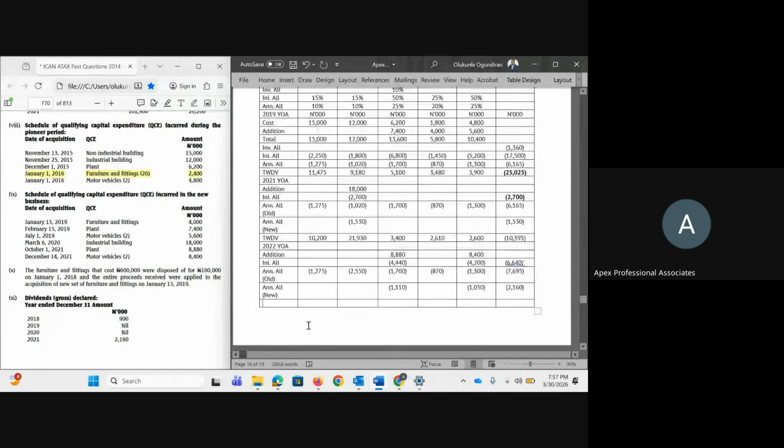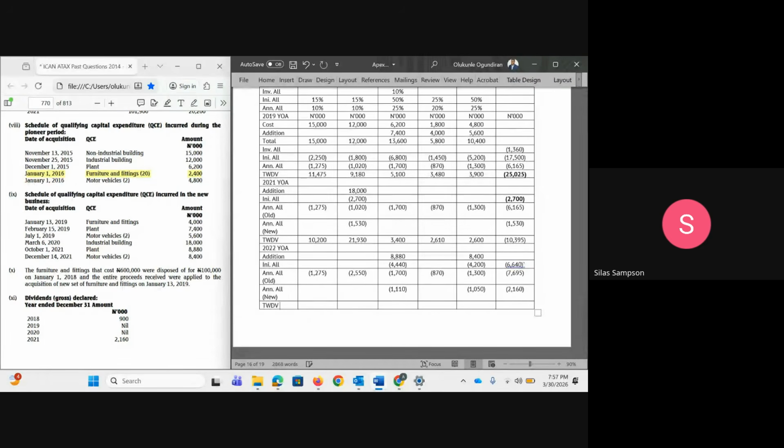Are we together? Yes, sir. Then the tax down value is how much? 16495. No, that's the total of the initial allowances. I did the total of the allowances. 16495. All right, let's go.